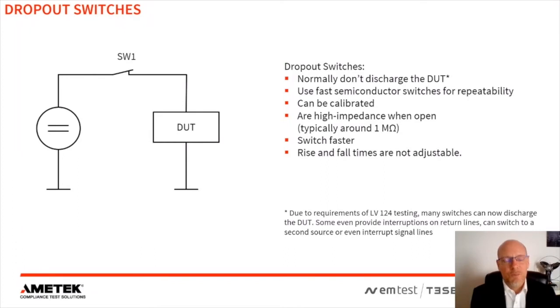There are other switches with other features, like we have one that also does dropout interruption on signal lines, data lines. We have switches that can switch between 2 different voltages. We even have all of our modern switches also support interruptions on BAT minus, so battery return lines.